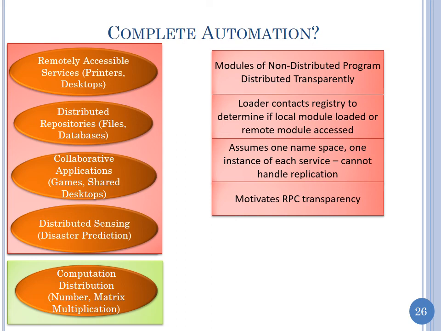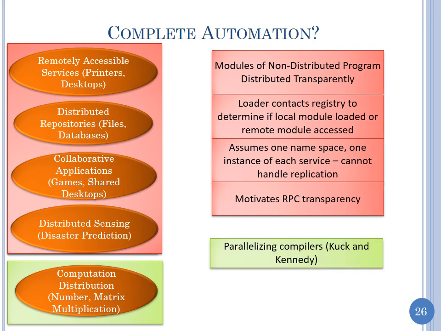So this in fact motivates RPC transparency. That's for this class of applications that's not high performance. It doesn't do everything, but it does something. We could take a regular operating system and move the printing service somewhere else, or the file system somewhere else. So it was a very attractive idea.